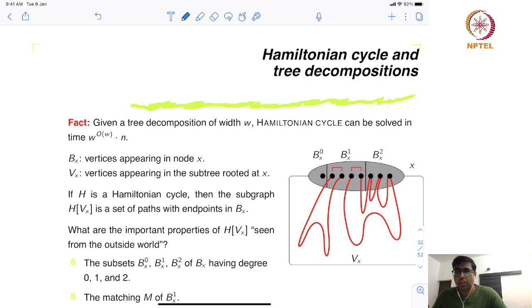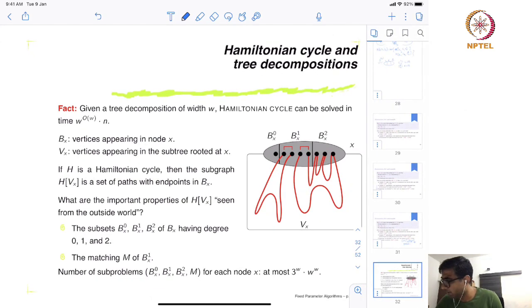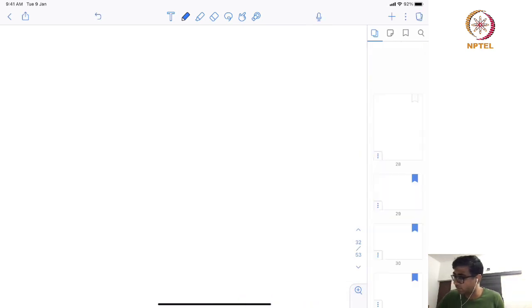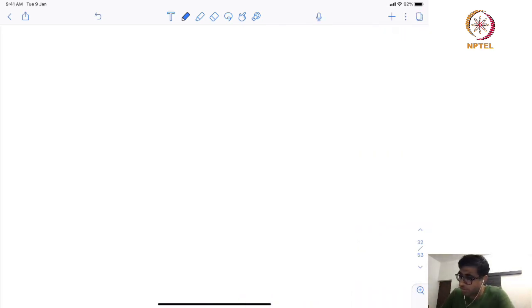So, the last example that I want to talk about is Hamiltonian cycle, which is slightly harder. So, let us try it as a thought process. I have always told you that, okay. So, let's look at Hamiltonian cycle. So, what is Hamiltonian cycle?